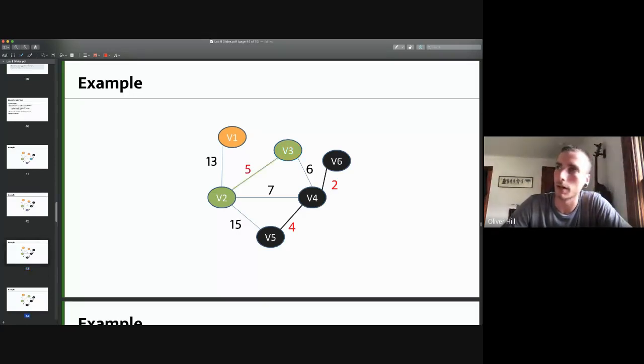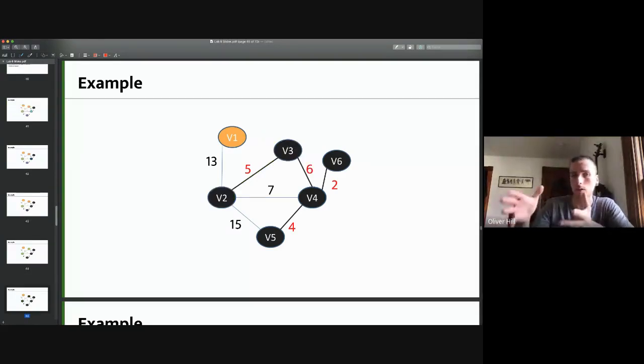Great question. Okay, so what is the next one? The next V3, V4. Yep, Ron's got it. 6 is cheaper than 7, 15, and 13. So we'll take that. Now we've connected the two separate spanning trees, which doesn't have to happen until the end of the algorithm even, but at some point you'll be connecting all of them.